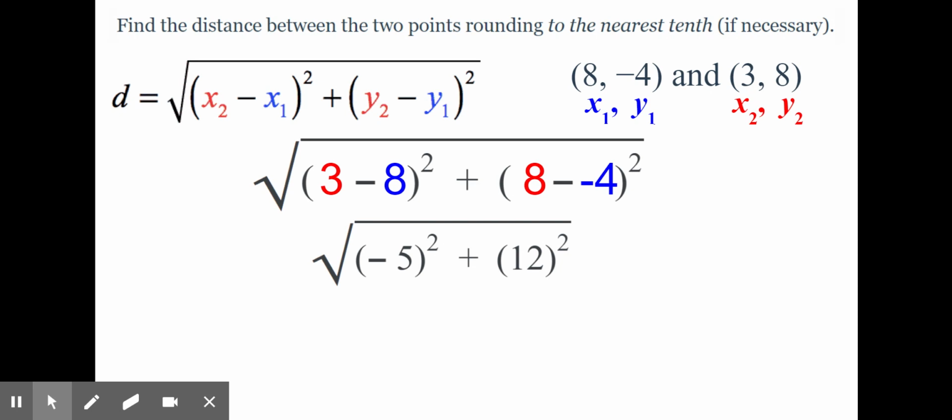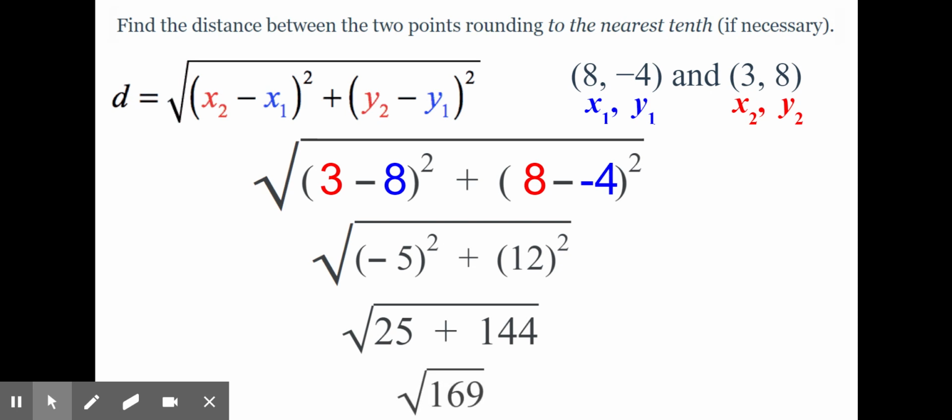Now we will square each set of parentheses. So -5 squared is 25, 12 squared is 144. We add 25 and 144 to get 169. And the last step of any distance problem is finding the square root. The square root of 169 is 13, so the distance between those 2 points on the coordinate plane is 13 units.